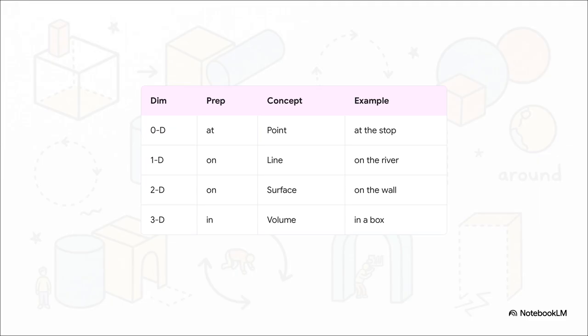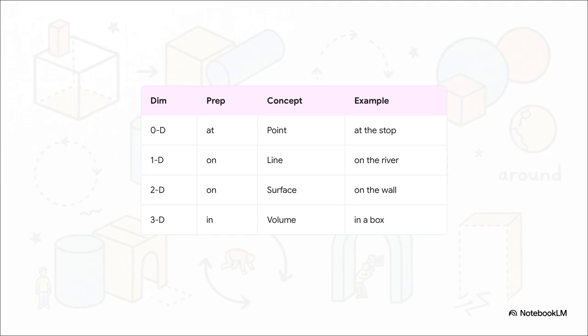You are at the bus stop. Now, even a massive metropolis can be 0-dimensional. For example, a transcontinental flight might refuel at London if we're strictly looking at abstract points on a global map. Now, step up to 1 dimension. That's a line or a path, and the geometry here demands on. A city is on the River Thames.